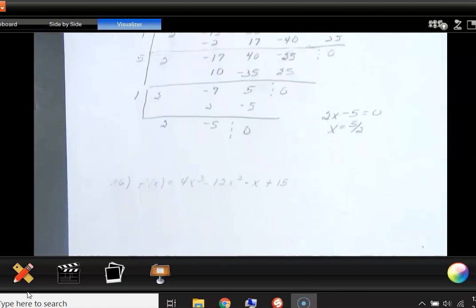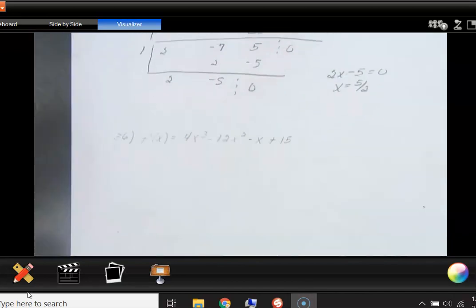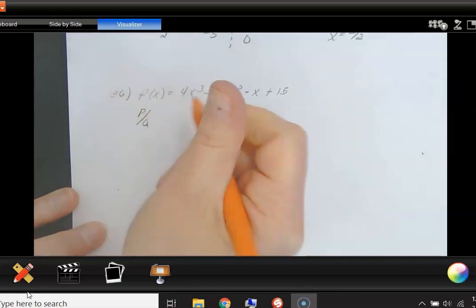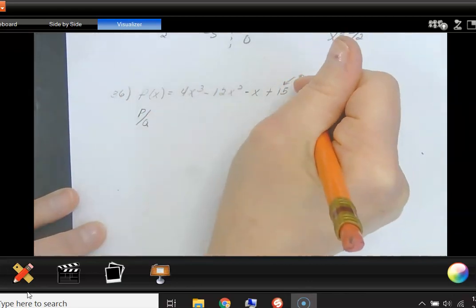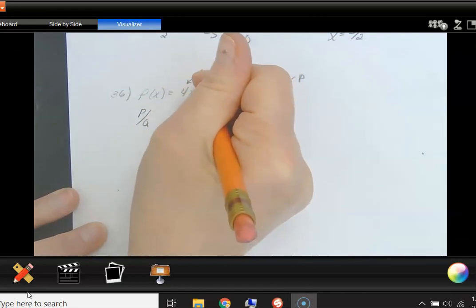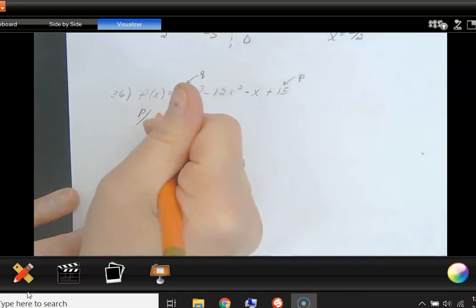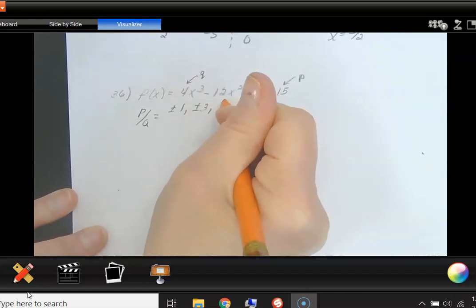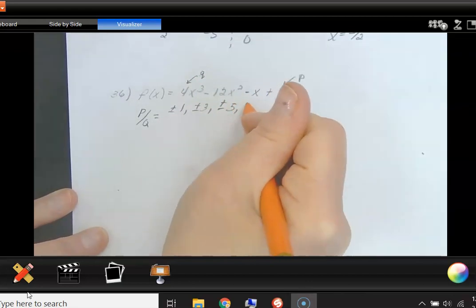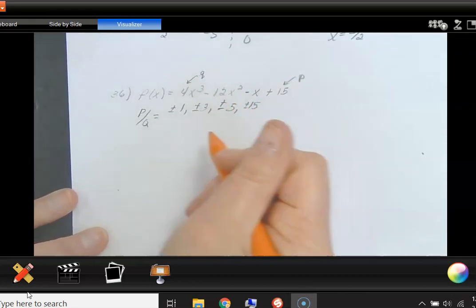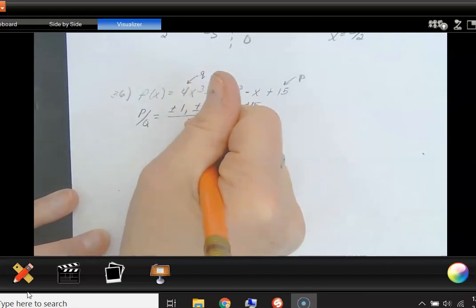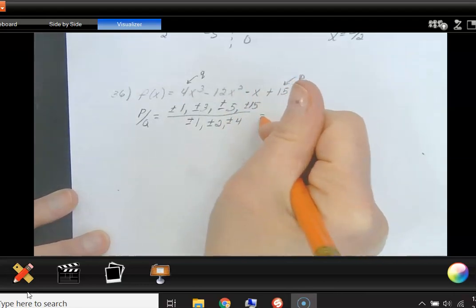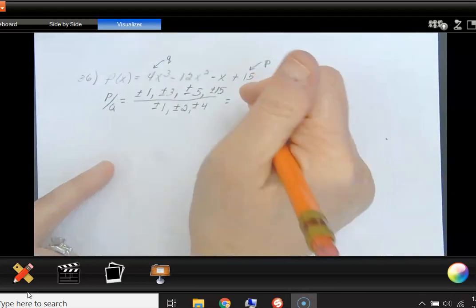In number 36, list all the possible rational zeros is where it begins. So they're asking for P over Q. Remember, P are the factors of 15, Q are the factors of 4. What goes into 15? Plus or minus 1, 3, 5, and 15. Over the factors of 4, that's plus or minus 1, 2, and 4. You need to write these all out separately though.